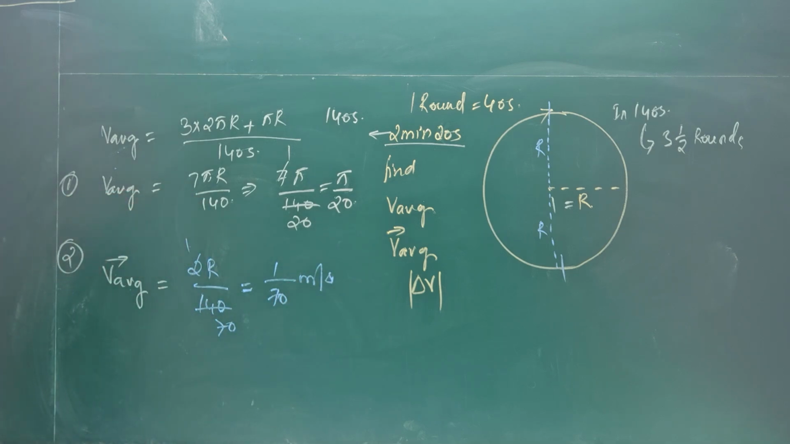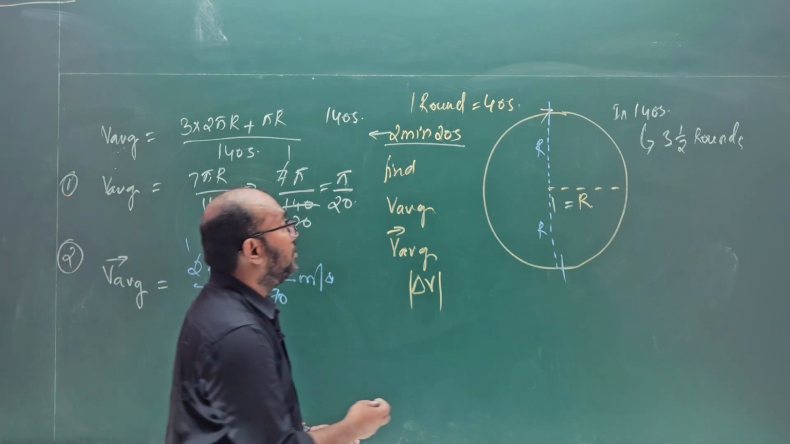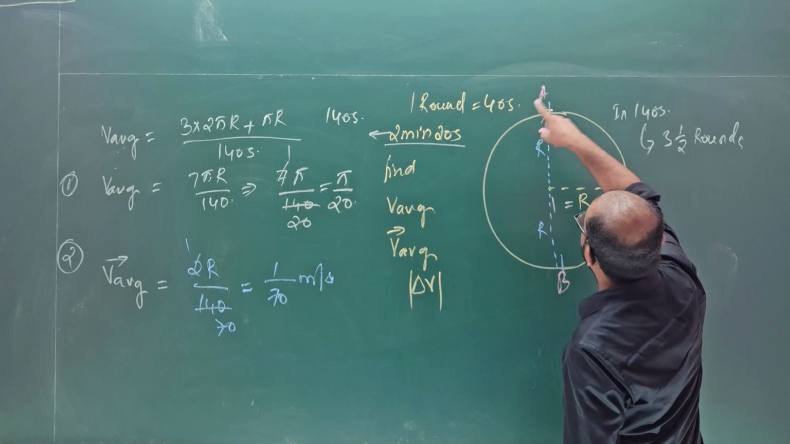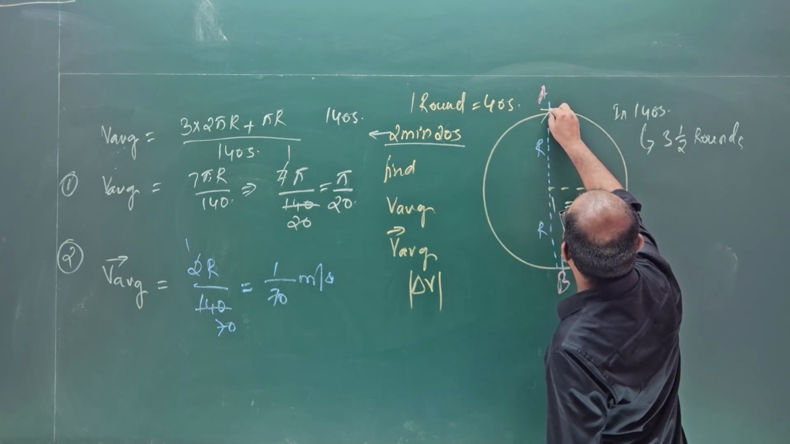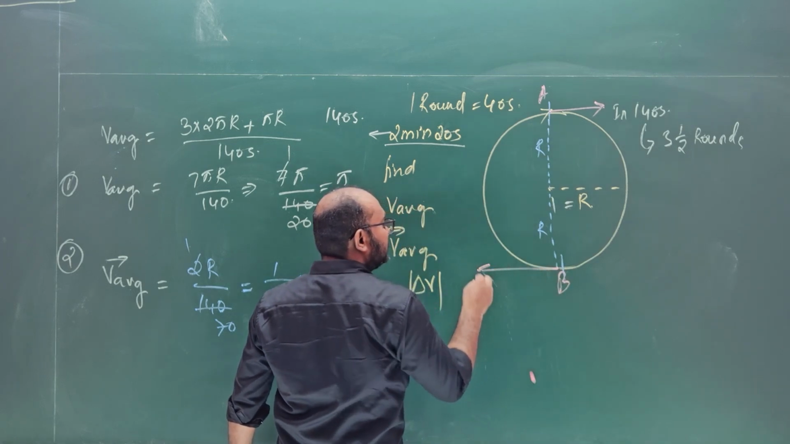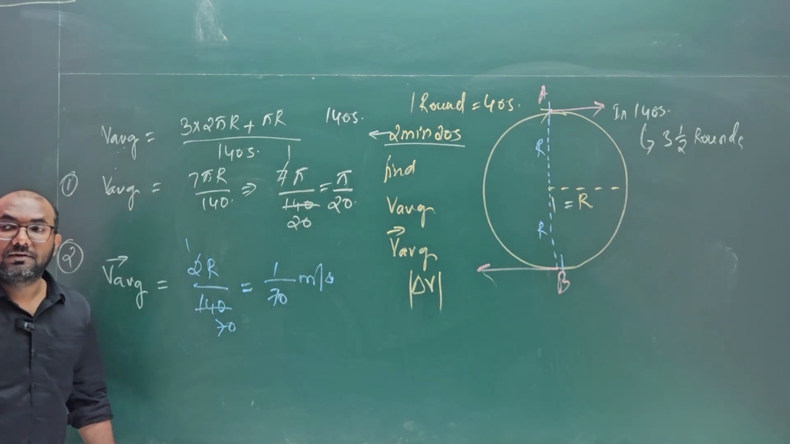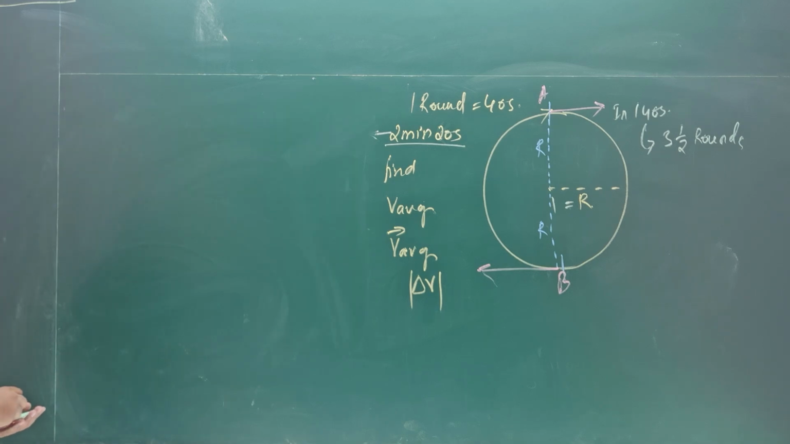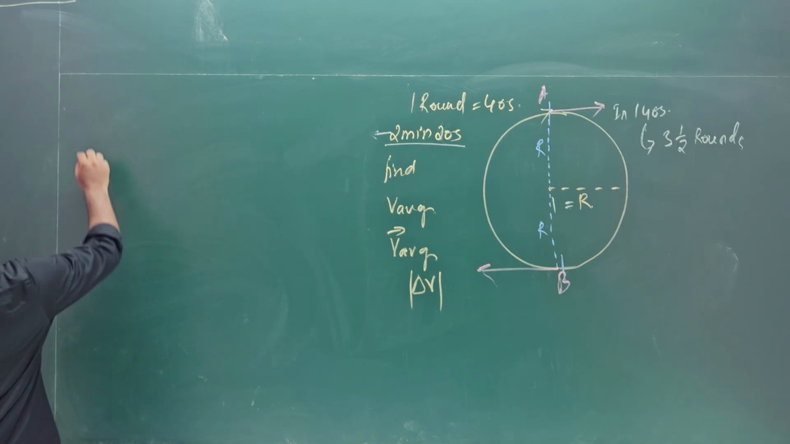And the third question is the velocity vector. Let this point be A and this point be B. Initially, the body is moving in a clockwise direction, that means in this direction, and then the body is moving in this direction. Yes or no? Okay. Now, third is the velocity vector.